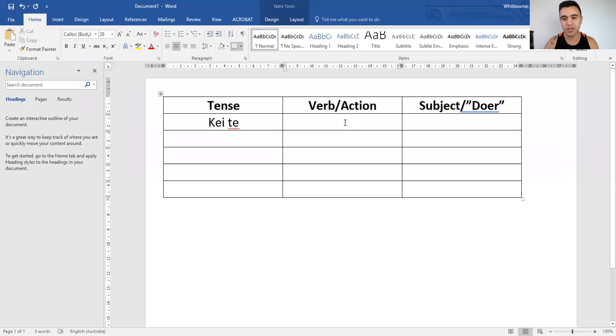So this was it, the tense, then the action, and then the subject. So when it's happening, what's happening, and then who's it happening to, or who's doing it. So in this sense, we're saying kete, which is now. The verb is going, haere, and the doer is me. So, kete, haere, aho.